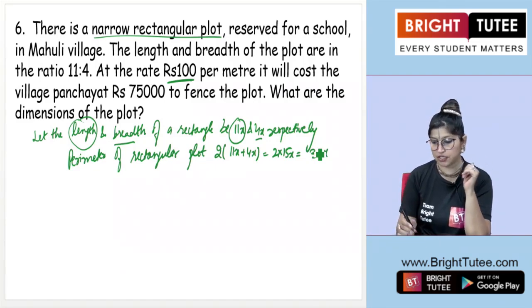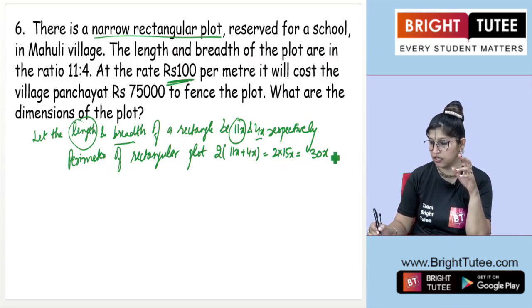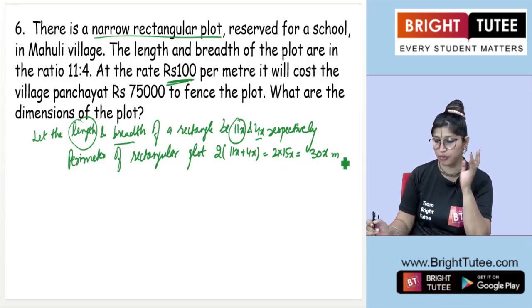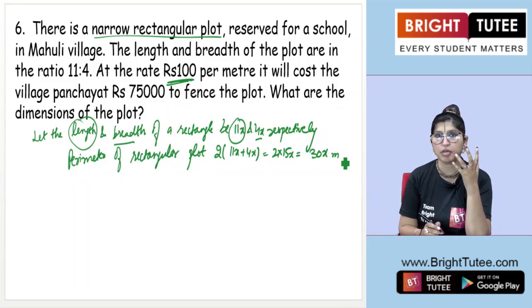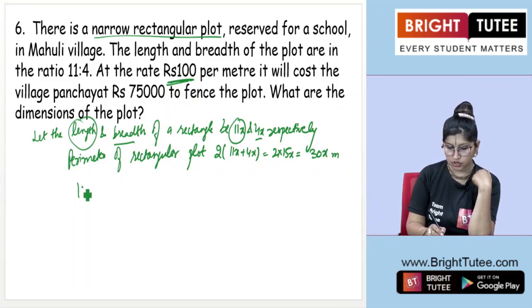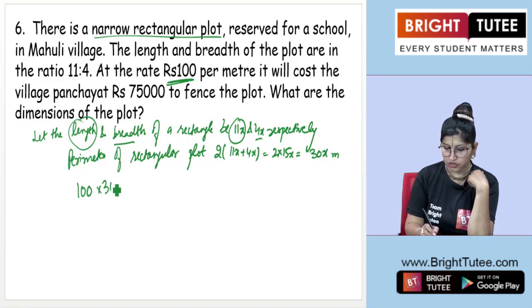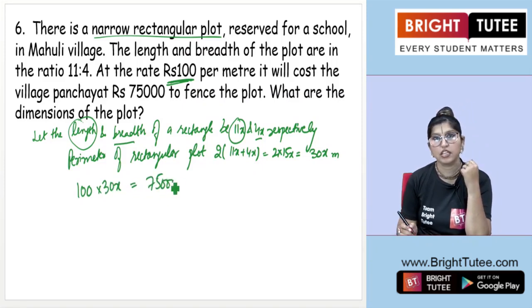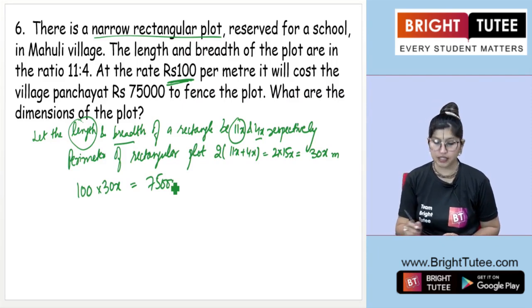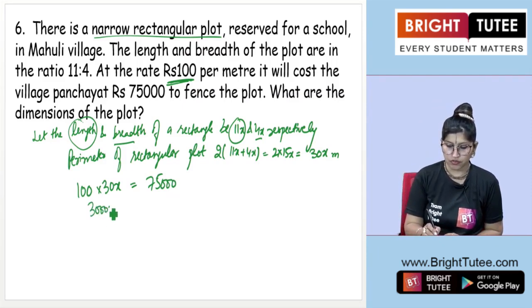Now what will be the information? It says rupees 100 per meter. So if it's 30x meters, then per meter it is 100 rupees. So how much will be the amount for 30x meters? That will be 100 times 30x, and the cost which we are getting is 75,000. So this is what we need to do in these type of questions. After that we just need to solve it out.